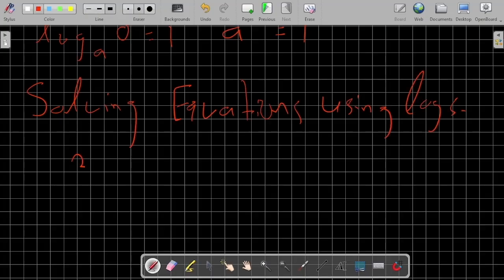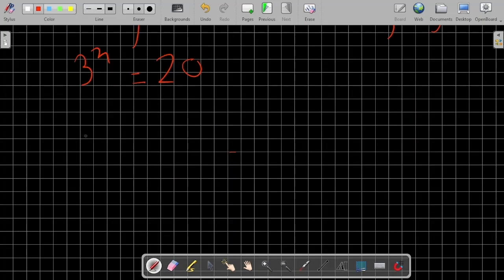So let's look at a basic question. We have 3 to the power x equals 20. So if we log both sides, then we can eliminate this 3 to the power, therefore leaving us with x. As shown by the power law, this will come down here, and you get x equals log base 3 of 20.